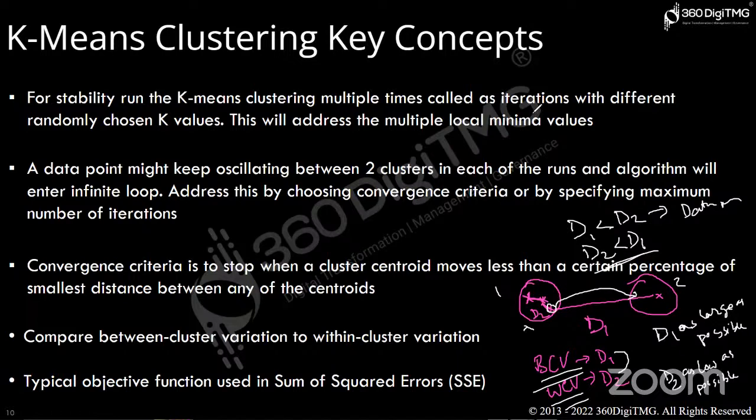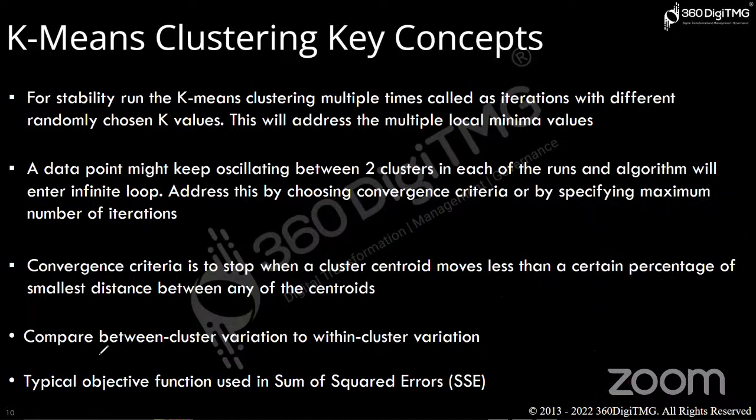So we can also compare these two values to check whether this data point should remain in the first cluster or the second cluster. Now we have a typical objective function here, which we should minimize. So the objective function here is the sum of squared errors, SSE.